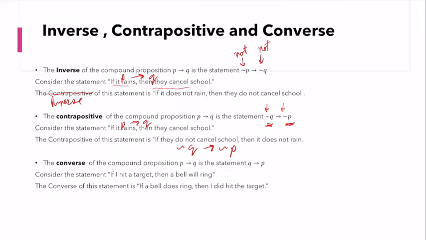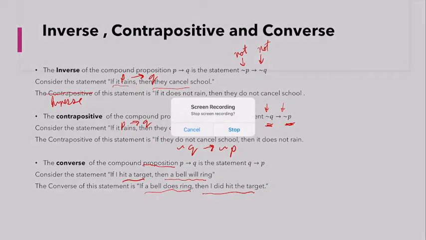Okay? The last one I want to talk about, converse. So if I'm given a compound statement, also called a compound proposition, P implies Q, the statement Q implies P is the converse of that. So for example, if I hit a target, then a bell will ring. The converse of that would be if a bell rings, then I hit the target. We're flipping where each piece of our compound statement was before. So let's work through some examples just to make sure we've got a little bit more clarity.